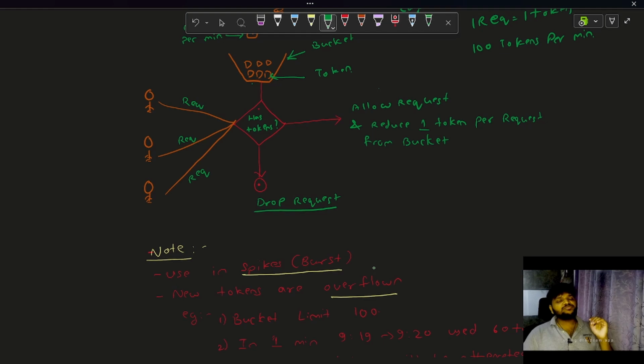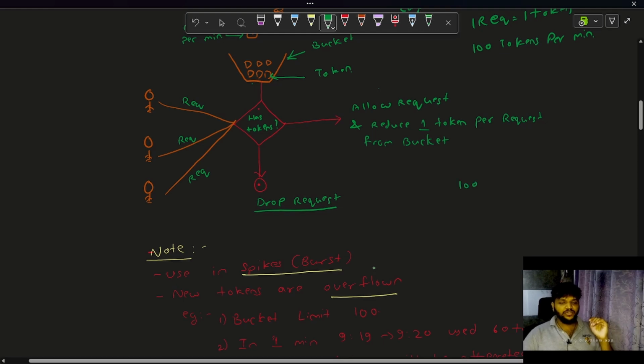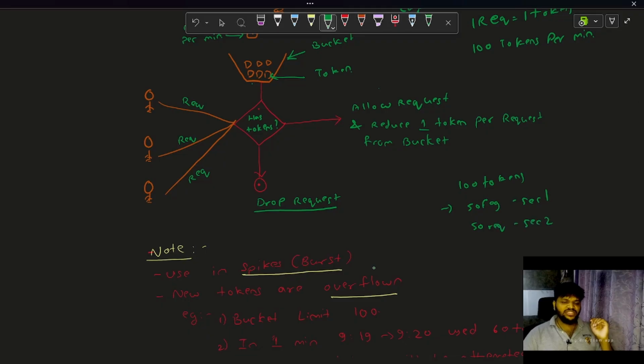First, it is used in spikes or bursts. For example, let's say I have 100 tokens, and then suddenly I get a surge of 50 requests in second 1, and again 50 requests in second 2. In this case, because there are 50 requests, I have tokens available. Directly I would do 100 minus 50 and serve those requests. Then again 100 minus 50 and serve those requests. If any new request arrives, I am not going to entertain it because I do not have the tokens. So as soon as you get a spike, you have the tokens available and you consume them directly. This is helpful in burst scenarios.